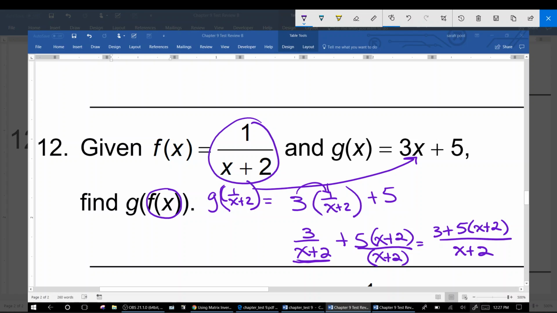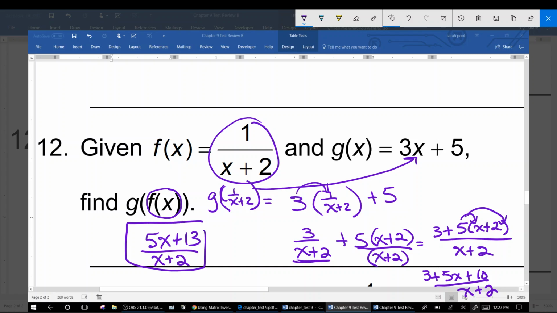And then when we simplify that, I get 3 plus 5x plus 10, all of that over x plus 2. And then we simplify that and we end up with, whoops, not 3, we end up with 5x plus 13 over x plus 2. And that's all you have to do. So we just take what is in f of x and substitute it into our g of x.